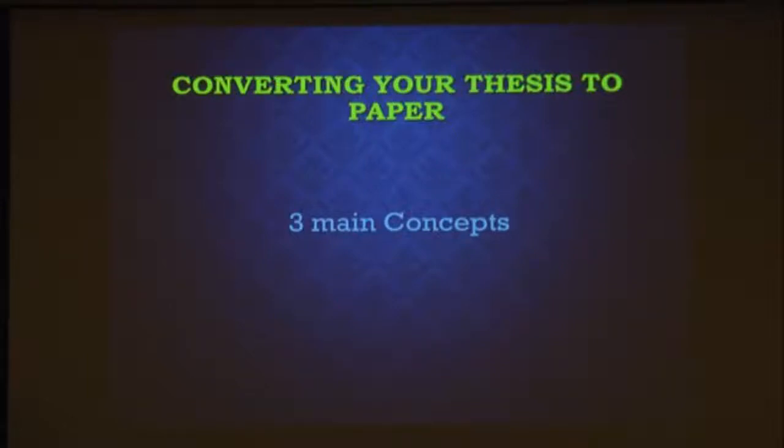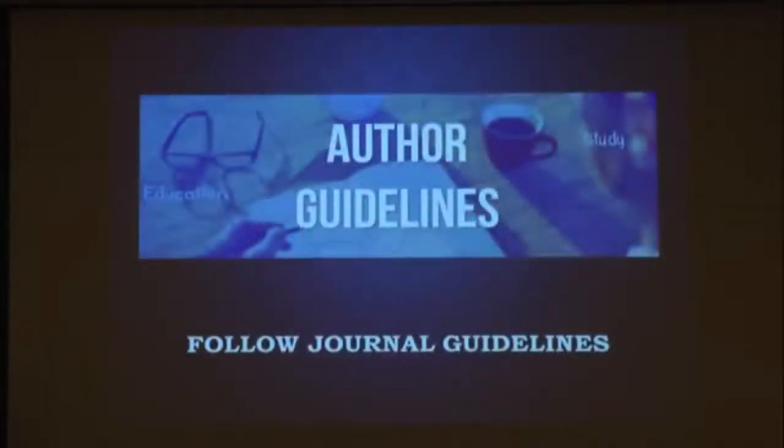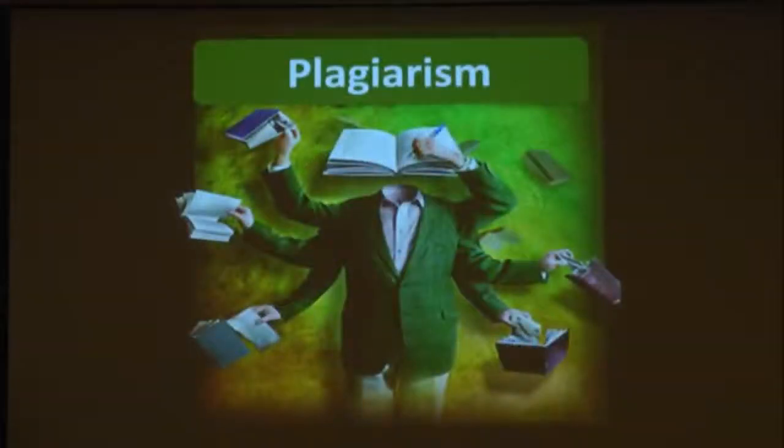If you're converting your thesis into a paper, there are three main concepts that you should take care of. First, you need to read the author's guidelines from the journal that you're submitting to. Most commonly what we get is an unformatted thesis, people submitting their entire thesis. Follow the guidelines, read some of the articles and convert it into a paper format. Second is plagiarism. Most of your theses are cut and pasted from a lot of articles and websites. Don't do that in the paper.